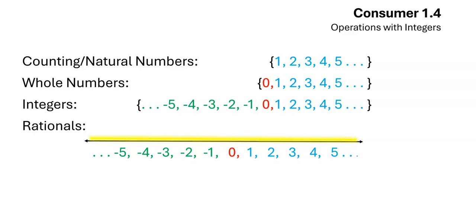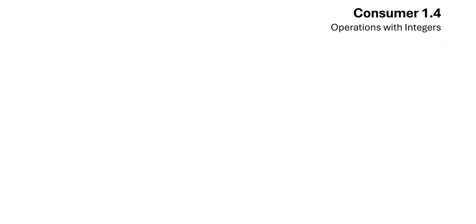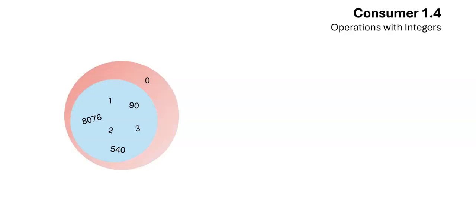Here is another way to think of the number system. Instead of showing you sets, I can show them to you as a Venn diagram. You can start with the natural numbers, the counting numbers. Of course, I can't fit all of them in there, but I put some of them in there just to show a sample. The next set includes all of those numbers plus 0. Those are the whole numbers.